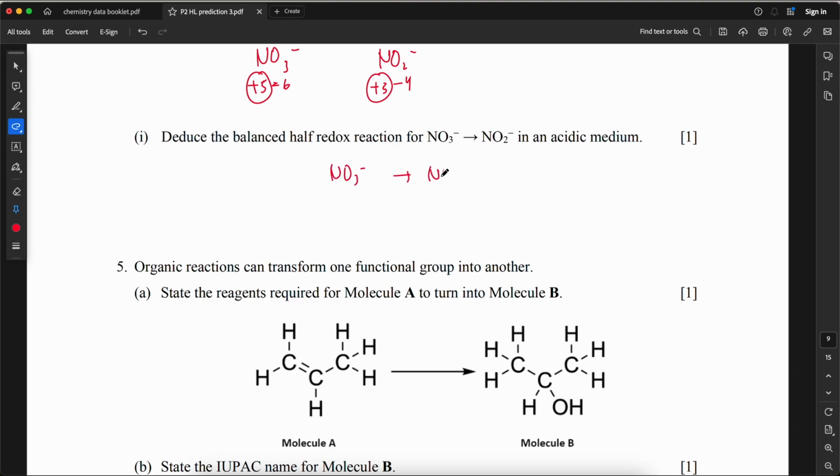NO3- produces NO2-. We need to balance the number of oxygen. Here is 3, here is 2. So we can balance by adding water, so we need one more O. So now O is 3, here is 3 as well. But H is not balanced, so we need to add 2H plus right here. Okay, so now the charge here is negative one, and we've got two more plus right here, so we can balance by adding two electrons.